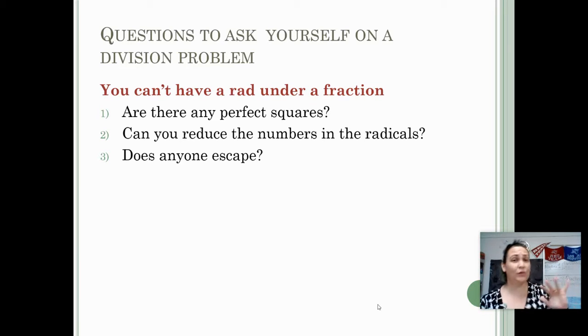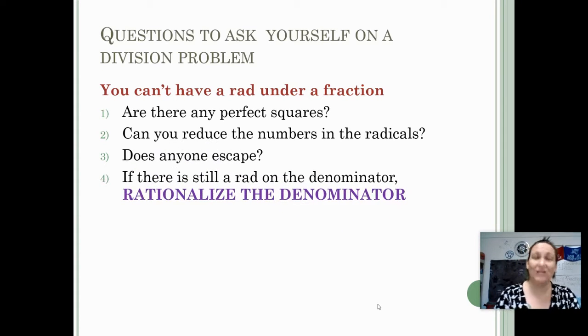Maybe you've done all three of these steps and you still have a radical on the bottom of the fraction. Then we're going to do something that's called rationalizing the denominator. And that's what today's video is going to be about. It's going to be about how do I rationalize the denominator? How do I get that square root out of there? Okay, so let's do a couple examples.